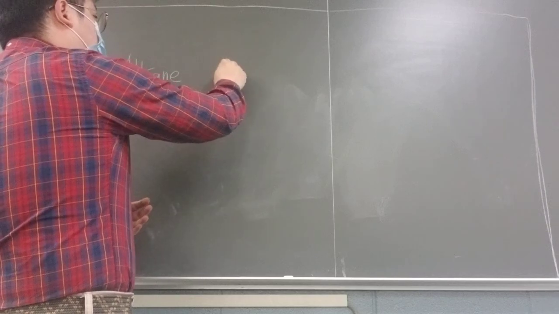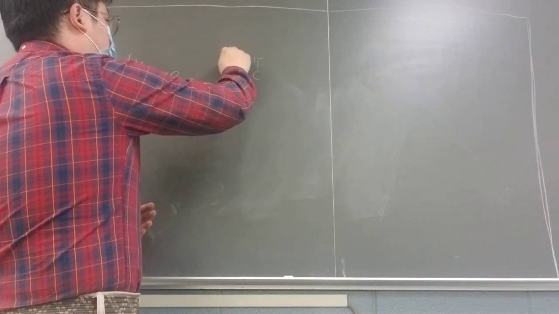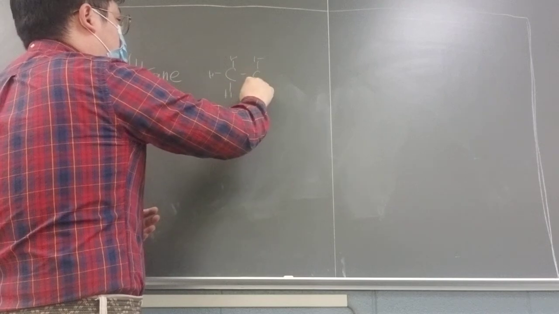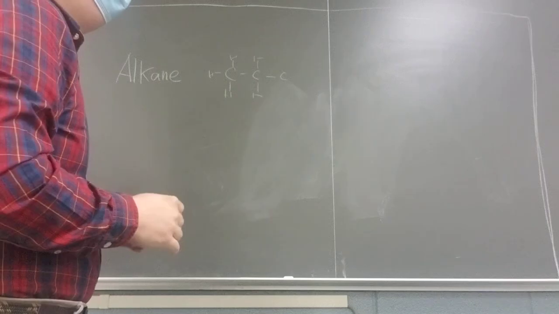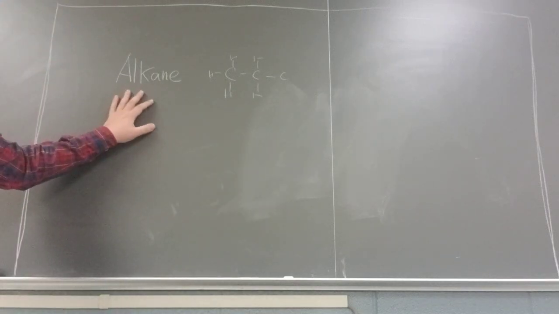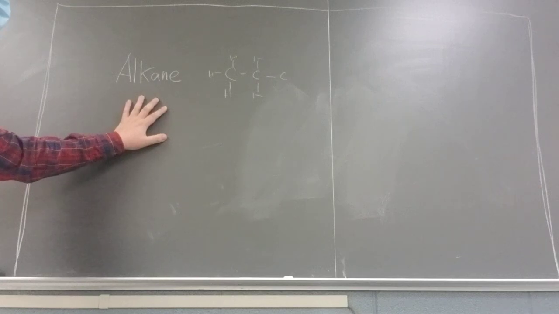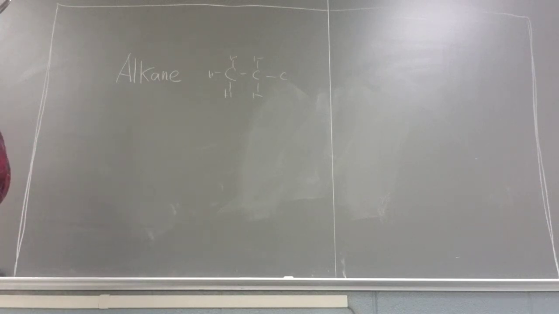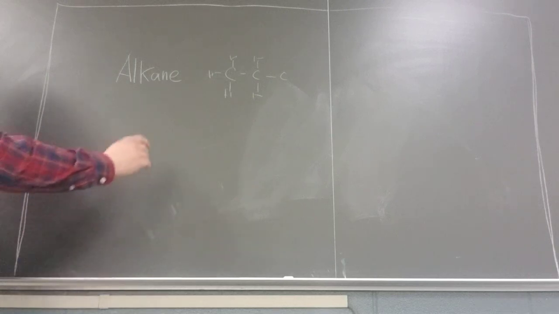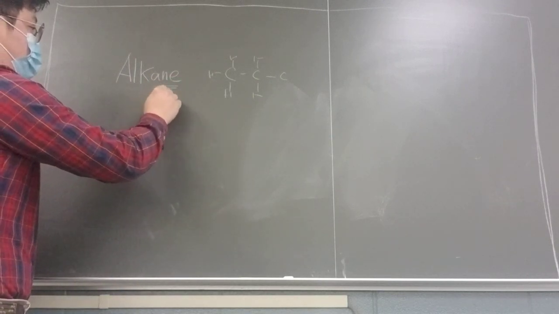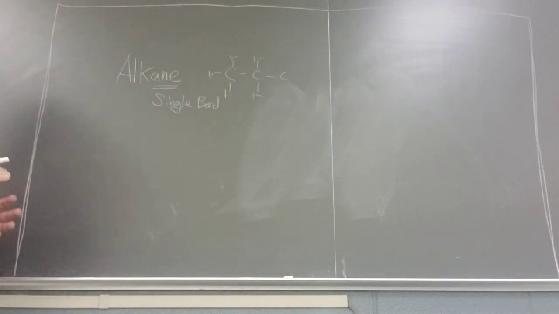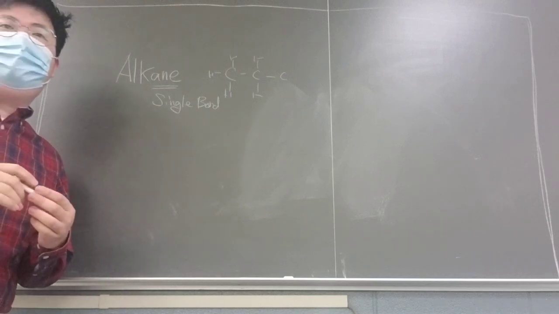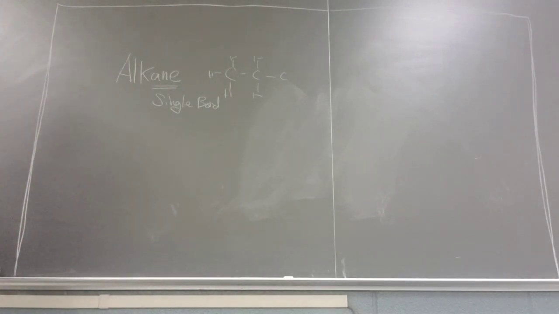So alkane simply means organic compounds with carbon and hydrogen that are all linked by single bonding. Okay, so there's no double bond or triple bond, only single bonds. That's what we're going to focus on in this chapter. So this "ane" actually means they're only single bonds. We're going to learn how to name those alkane compounds by just looking at the structure.